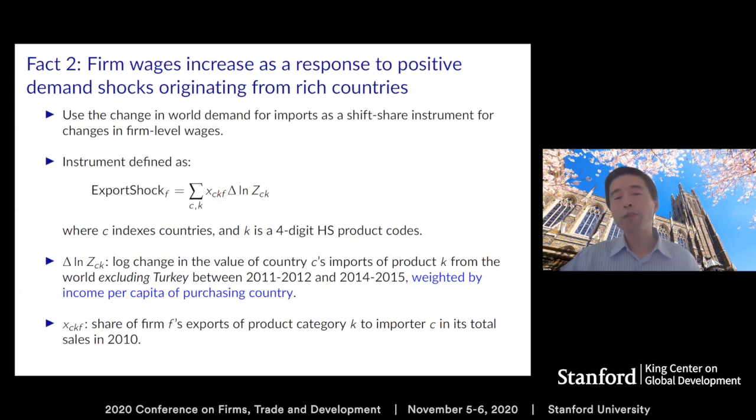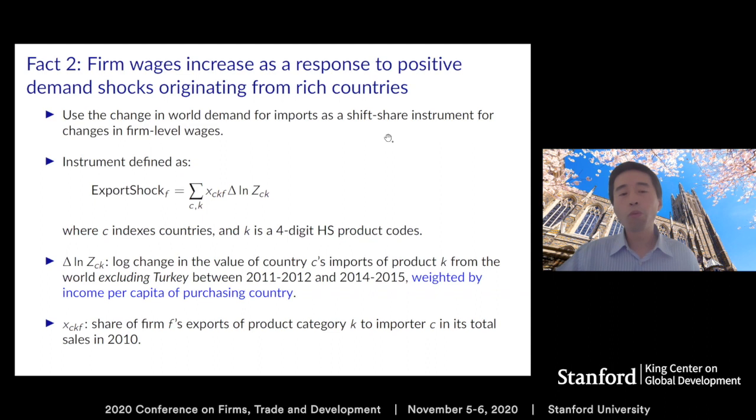These are the share of firm F's export of product category K to a specific import country C in the pre-period. We're trying to use that to tell us the importance of a specific country-product pair demand. Then we're going to rely on this shift, in terms of how country C's import of this product K has been changing over time, excluding Turkey. So think about this as something that cannot be influenced by the supply side. It's mostly coming from the demand side.